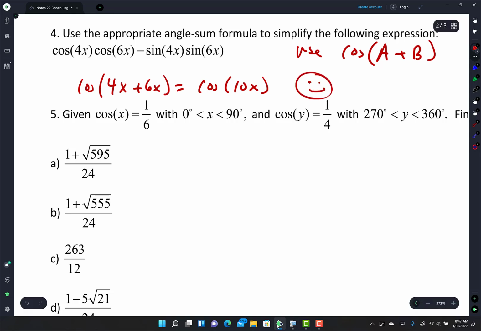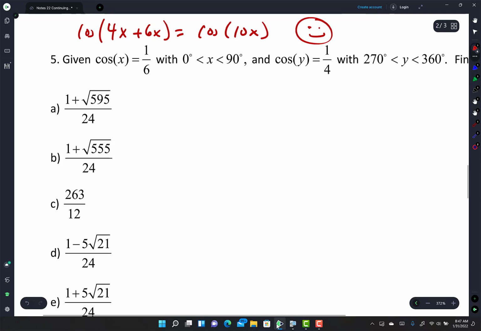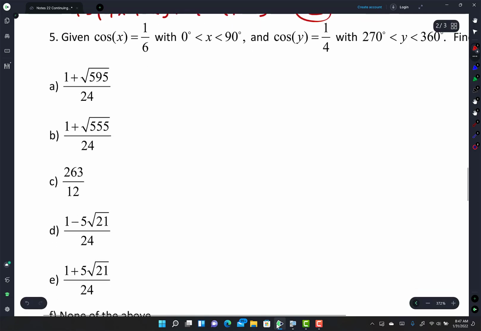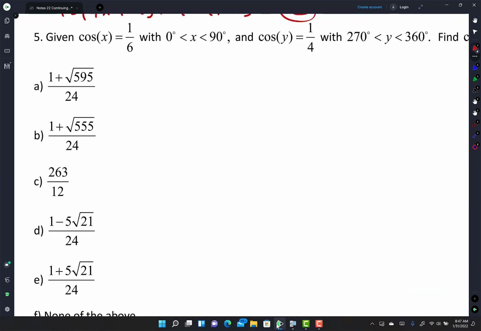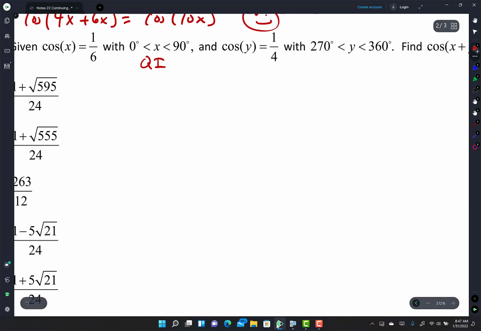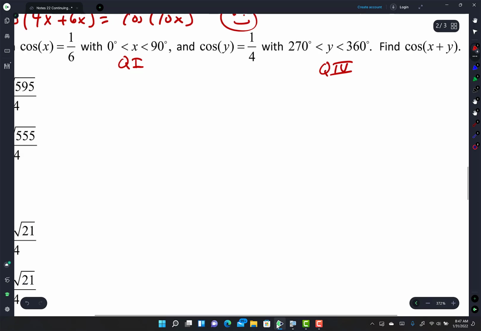If none of this is making sense to you, it's because you probably missed last week. We're just using formulas. Okay, here we go. This is a UH question. It gets harder only because now they tell me what quadrant I am in. So they tell me cosine x is 1/6 and I'm in quadrant 1, and they tell me cosine y is 1/4 and I'm in quadrant 4. 270 to 360, that's quadrant 4. Find cosine x plus y.